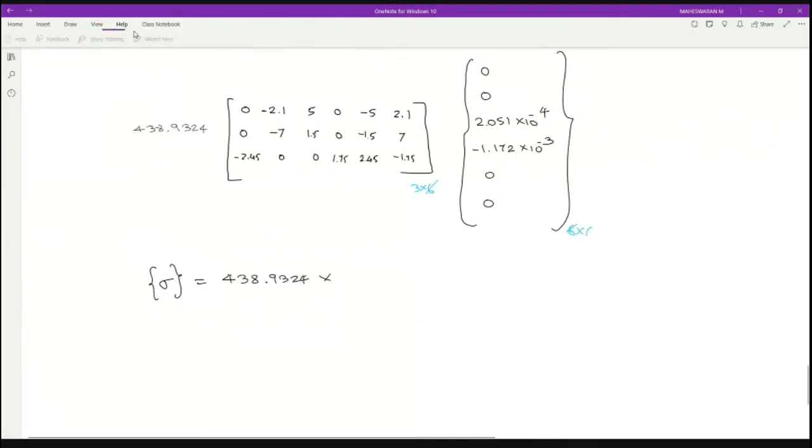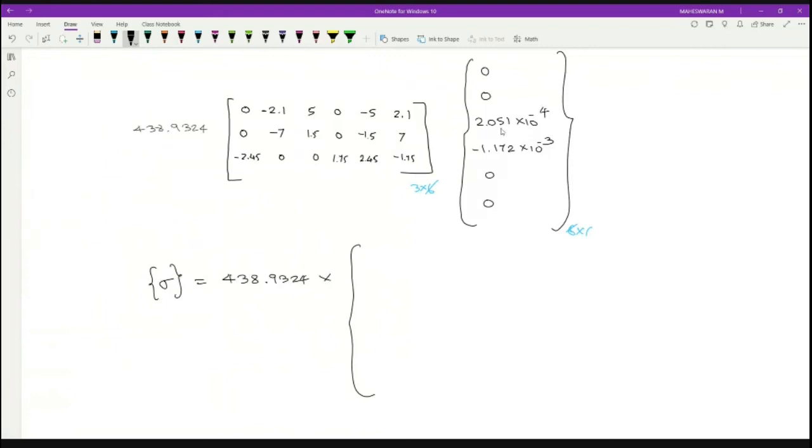So what is that matrix? Let us identify. 0 into 0 is 0, so this will also be 0. This is 5 into this term, that alone comes into the picture. So it is 2.051 into 10 power minus 4 into 5. We are getting around 0.0010255. This is the value. Just look here: only this term comes into the picture. The other terms are all zero, right? So when I multiply, it will come accordingly.